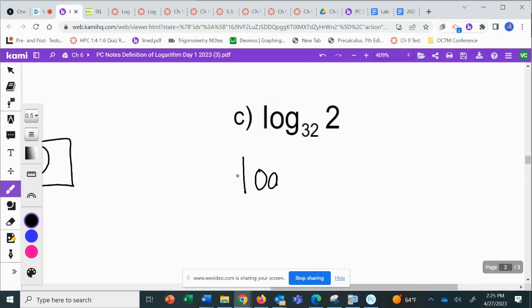Okay, so here's where it gets a little tricky. I need the big number to be 32.